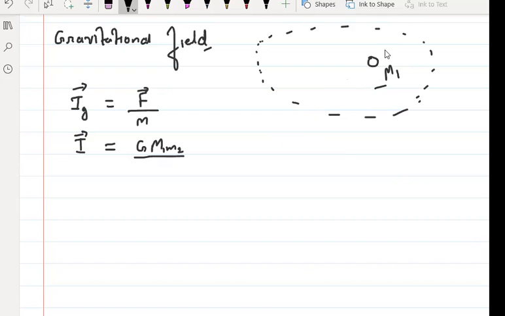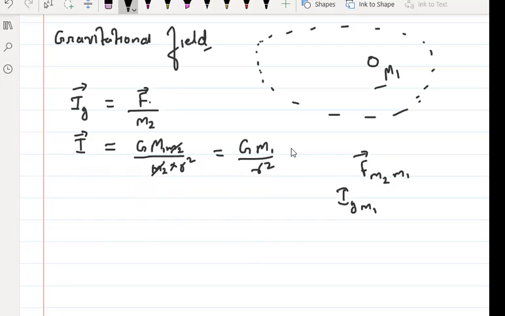M2, right? I want to find the force on M2 due to M1, because I want to find the gravitational field intensity due to M1. So I can say that it is the force due to M1 on M2, divided by M2, into G M1 M2 by r squared. M2 and M2 cancel, so we will get G capital M, or M1, by r squared.